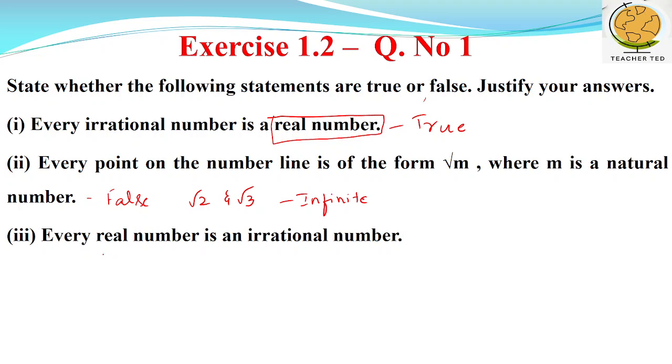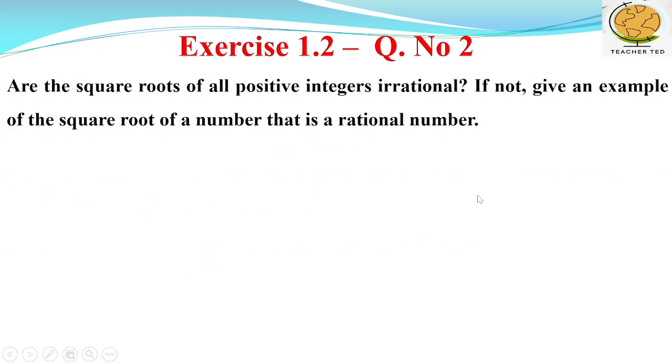The last one is every real number is an irrational number. Again, this is also false. As I said in the last class, all irrational numbers are real numbers, but every real number may not be an irrational number. It may be a rational number, natural number, whatever, integers. Those are all included in real numbers. So every real number is not irrational. So this is a false statement.